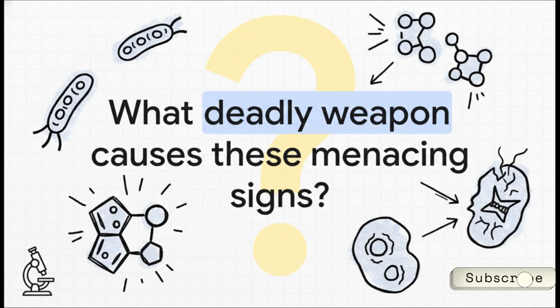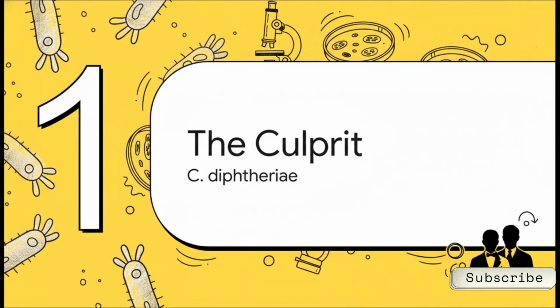It's not just the bacteria hanging out in the throat. No, the real villain here is a super powerful weapon, a toxin. And we're about to break down exactly how this microscopic missile works. All right, let's meet the culprit.